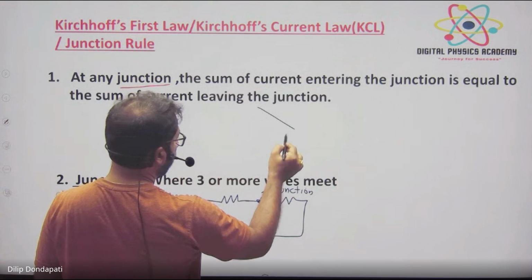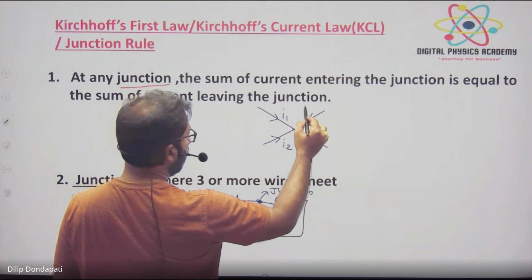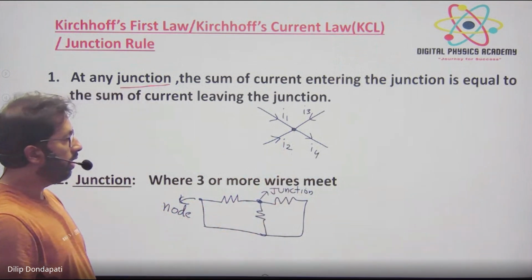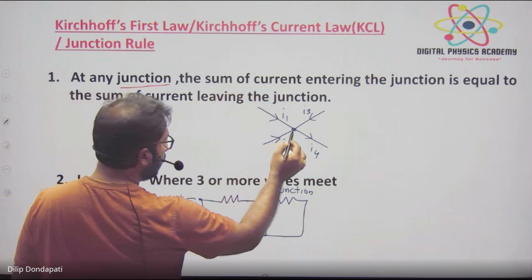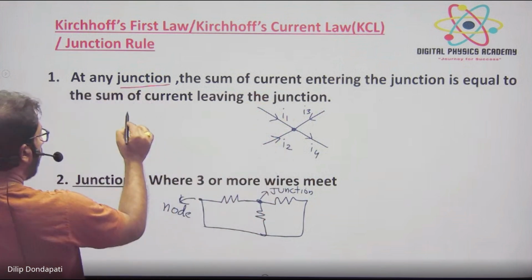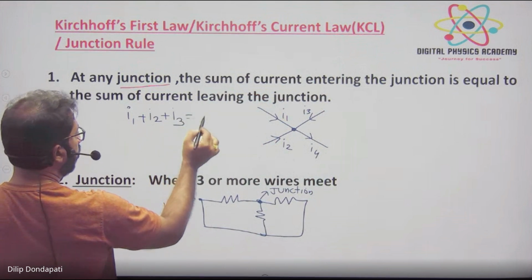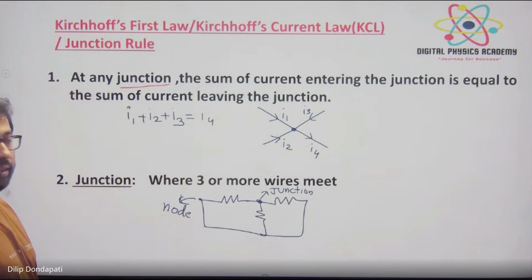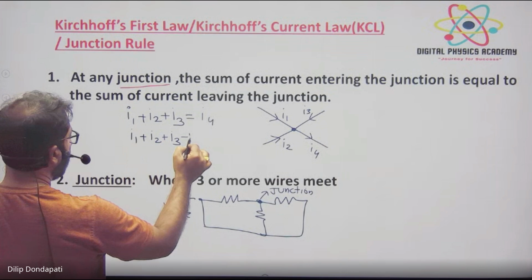Look, suppose I am taking I1, I2, I3, I4. So this is a junction, right? Where three or more wires meet. So now we apply KCL at the junction. Always we apply KCL at the junction. Incoming currents are what? I1 is incoming, I3 is incoming, I2 is incoming. So I1 plus I2 plus I3, the sum of the incoming currents, is equal to the sum of the currents leaving the junction, that is I4. Right? And if I bring this to this side, I1 plus I2 plus I3 minus I4 is equal to 0.